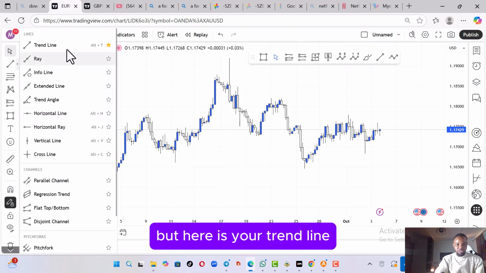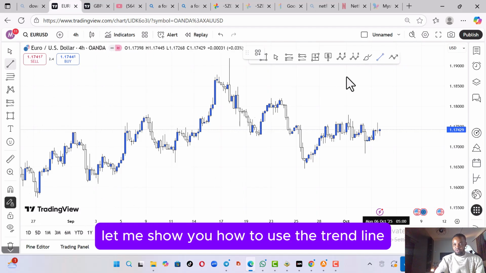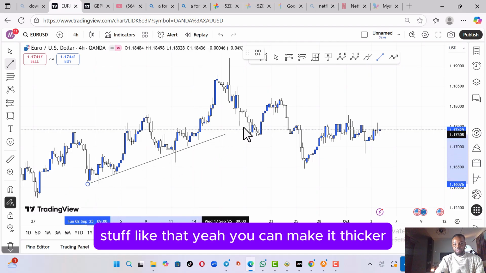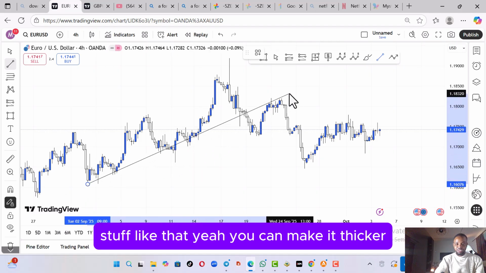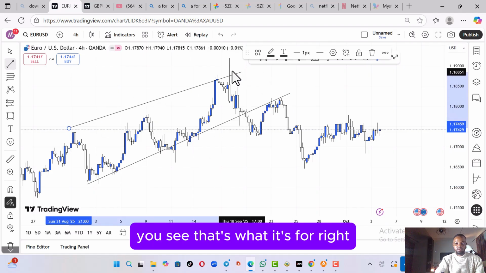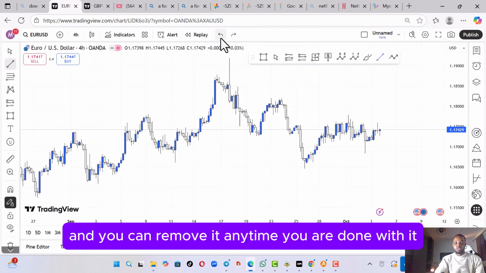Alright, but here is your trend line. Let me show you how to use the trend line. If you want to draw your support and resistance, stuff like that, you can make it thicker. This is your trend line. You see, that's what it's for, right? And you can remove it anytime you are done with it.